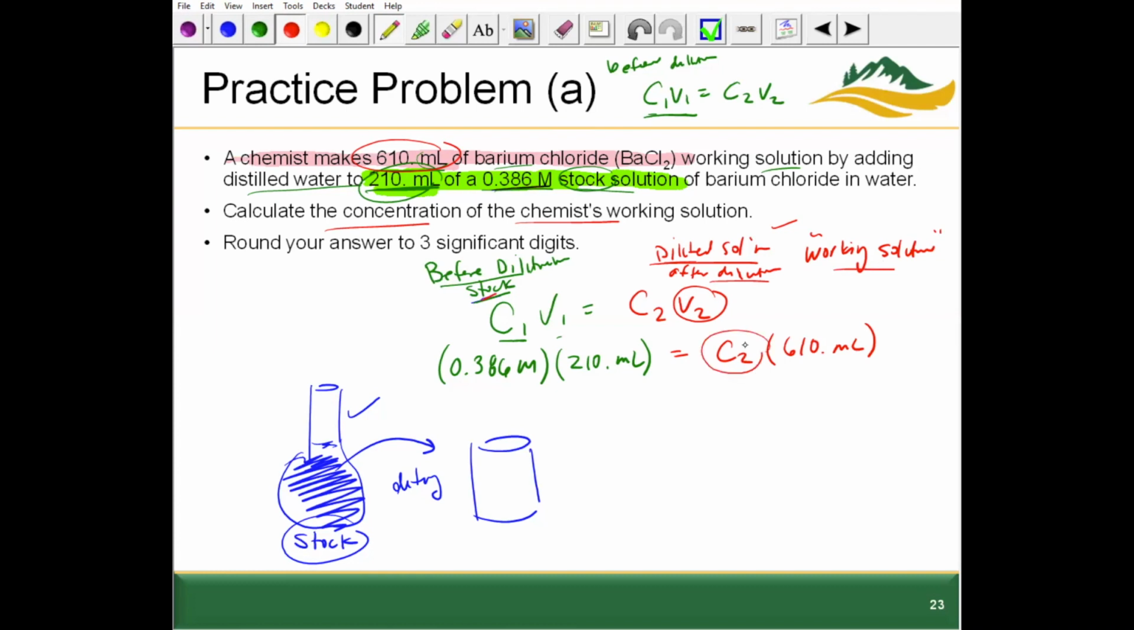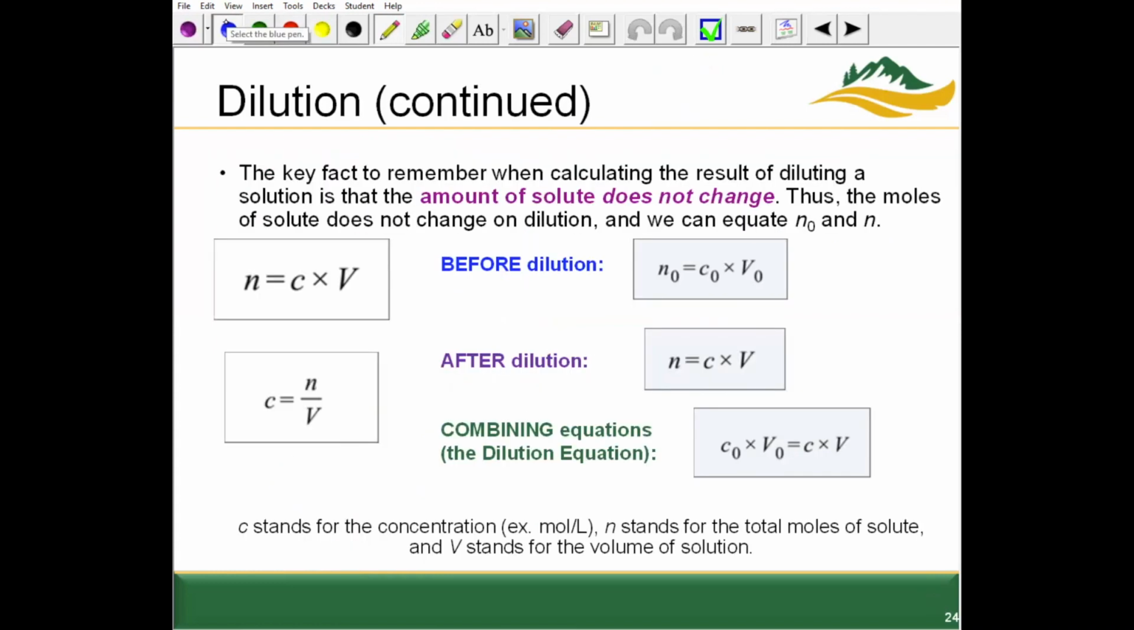Let me give you some additional background on this sort of formula. So as mentioned, we can write out C1V1 is equal to C2V2. Another way you might see this denoted as before and after dilution. Remember, we called this our before and this our after. You'll see this denoted in a few various ways.